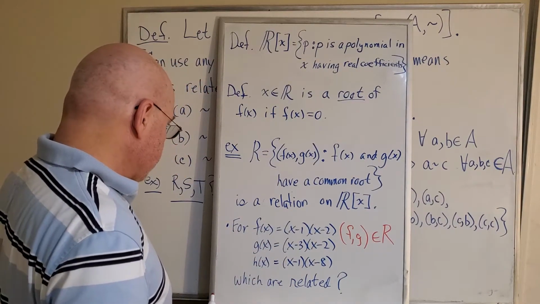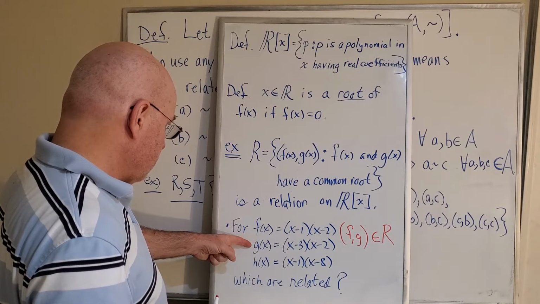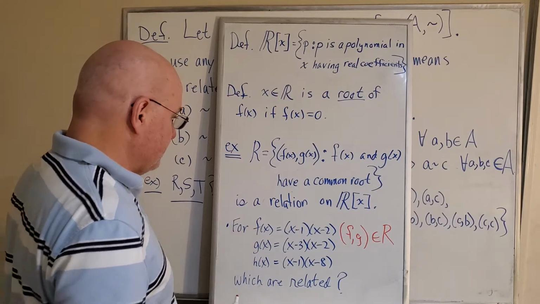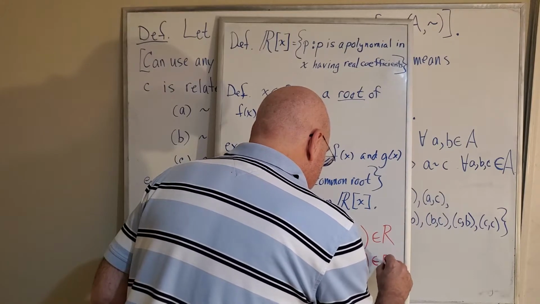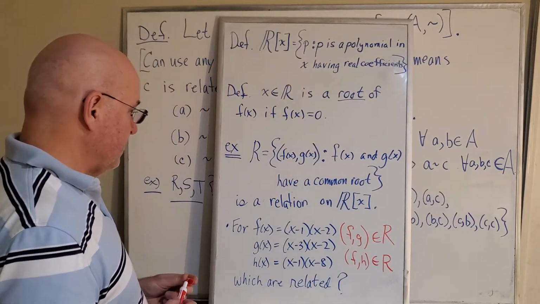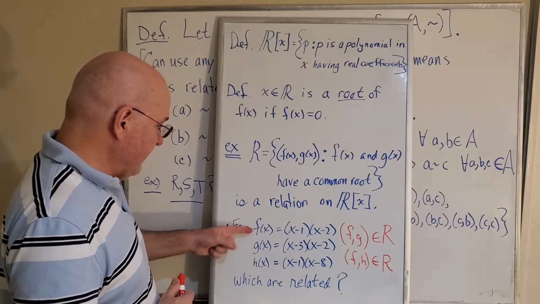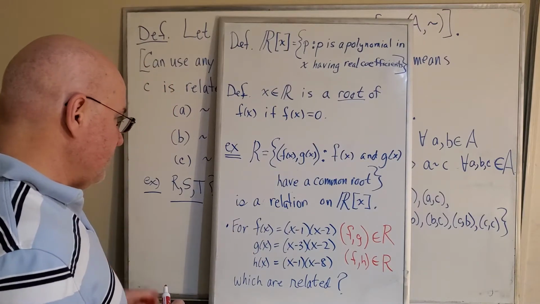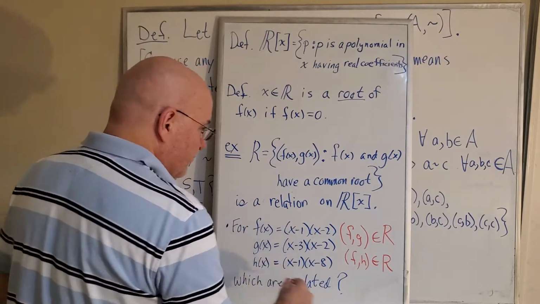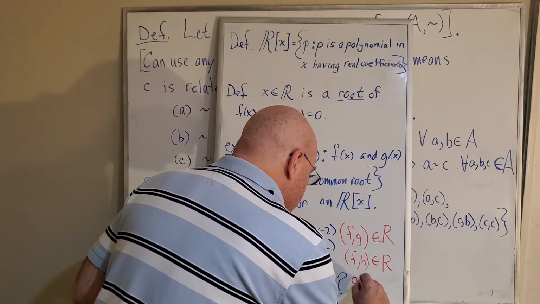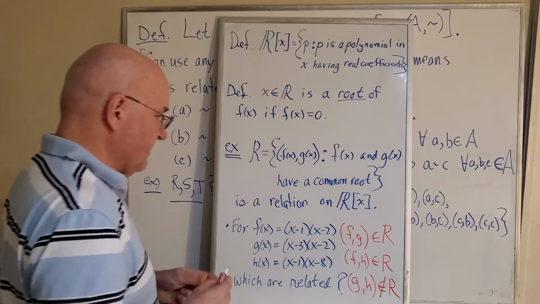What else? F and H is another element. So we could say F is related to G and F is related to H. Now the other option is GH, and it is not. They do not share a common root, so I'll say GH is not an element of the relation.